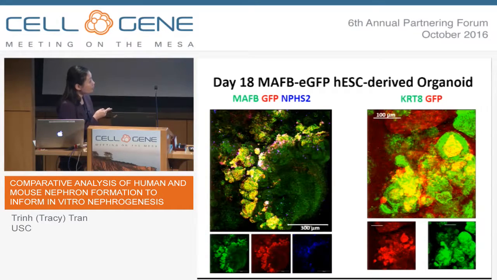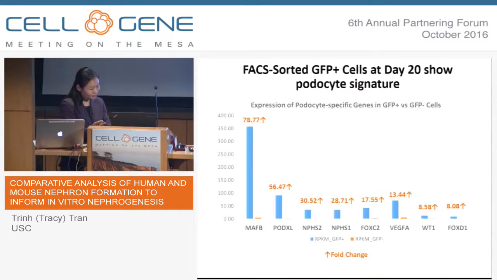Looking into the more mature structure, these GFP positive cells are clustered into a small group, and they are surrounded by the epithelium structure that is keratin A positive, which is quite similar to the normal organization of a glomerulus. We sorted out these cells and have the RNA-seq profile of these. Compared to the GFP negative cells, we have enrichment of genes that are normally expressed in the podocyte population in the human.